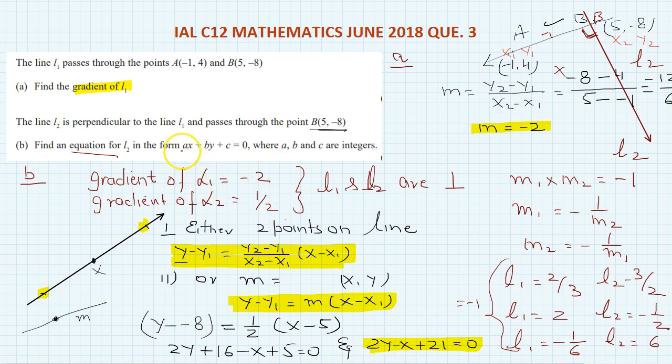We better write it in the form of x, so it can also be written in this form, that is x minus 2y minus 21 is equal to 0. This is the exact answer in the form of ax plus by plus c is equal to 0.